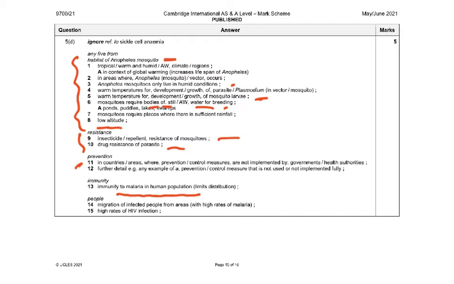Then migration of infected people from areas with high rates of malaria. For instance, we had migration of people from Afghanistan. If there were certain diseases which they were bringing to us, then our people would also start getting those diseases. So migration of infected people from other areas where there is rampant malaria, and then it goes to other places. They would be carrying the malarial Plasmodium. And then high rates of HIV infection: if you have more people with HIV infection, they are immunocompromised, so they will get opportunistic infections. So these were the 15 mark scheme points, but you had to give me any 5 of these to get your 5 out of 5.